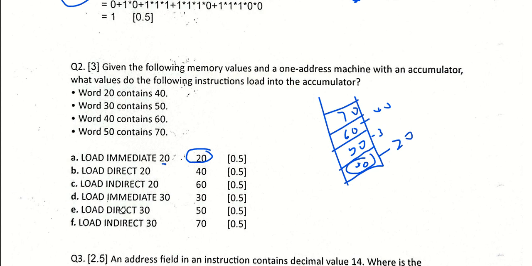The next one is load direct 30. So load direct 30, I have to go and check at address 30. What does it contain? 50. So I'm going to do 30. Then load immediate 20, I put 20 there. So load immediate. Then load indirect 30.